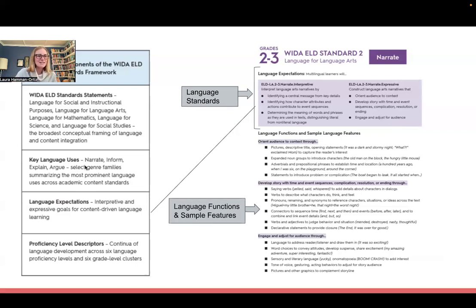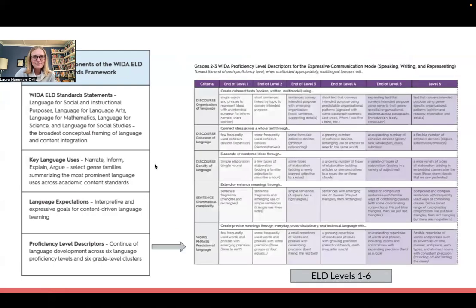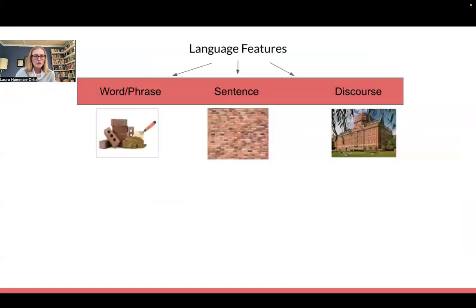So we had our standard statements, our key language uses, those 4 main language functions, the actual standards, the language expectations here, and then the final component of the framework is you have these proficiency level descriptors, where it gives you an idea for what students could do for each of these components of language at each level of English language development. So this is a great resource when you're thinking about differentiating, or just want a sense for what you might expect students to be able to produce and what the next stage is that they're working toward.